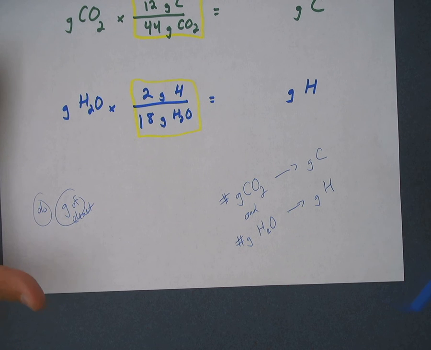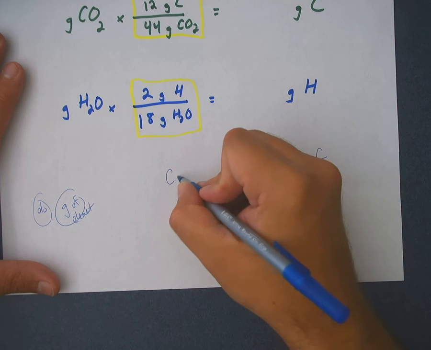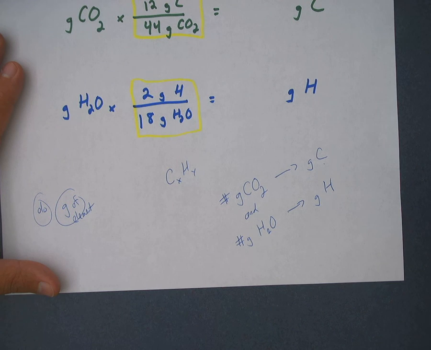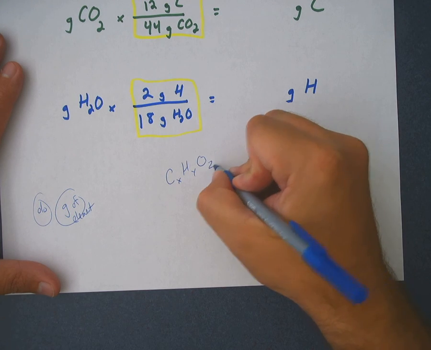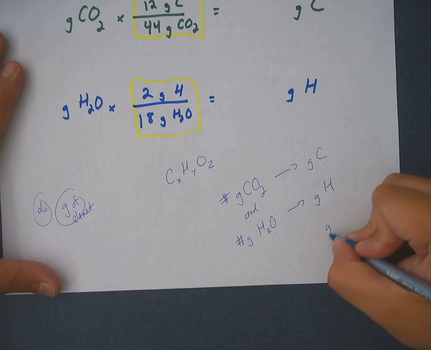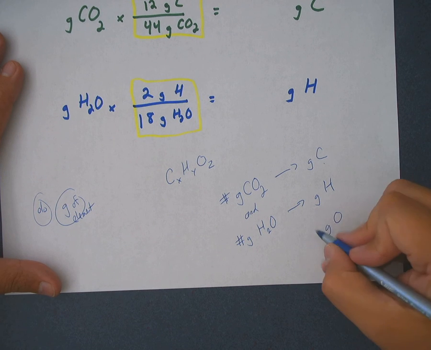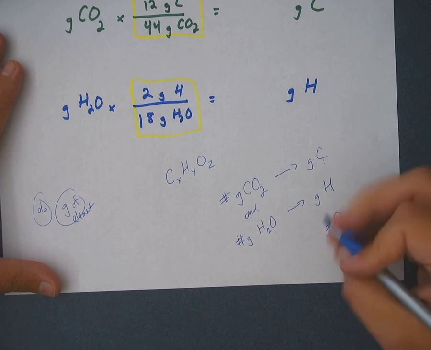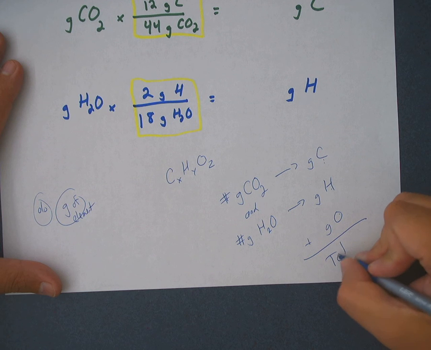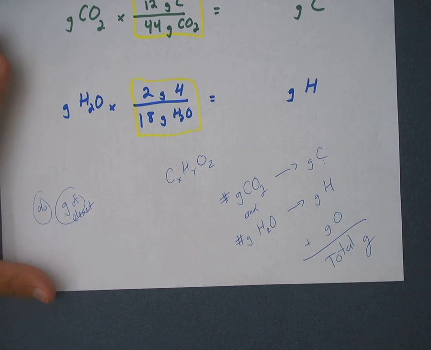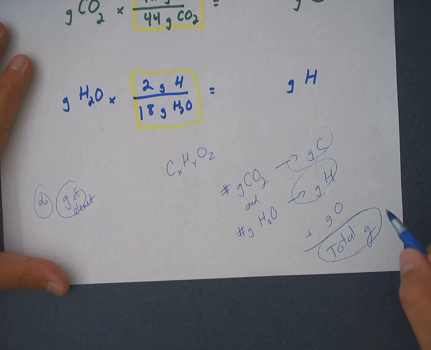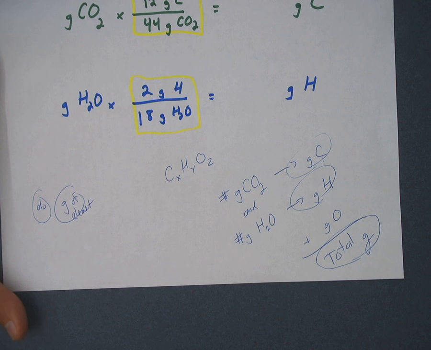The last trick here is that what if you only have a compound that's C something, H something? Hey, you got grams of carbon, grams of hydrogen, you're good to go. But what if you got like another element in there? How do you get the grams of oxygen? Well, you will know that the grams of carbon plus the grams of hydrogen plus the grams of oxygen should equal the total grams of the compound. So if you know this number and you know this number and you know this number, you can use your algebra skills to get grams of oxygen.